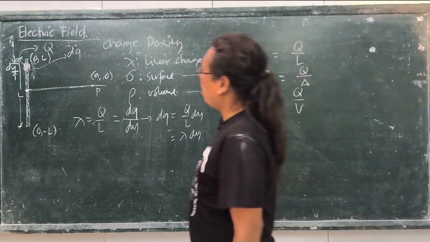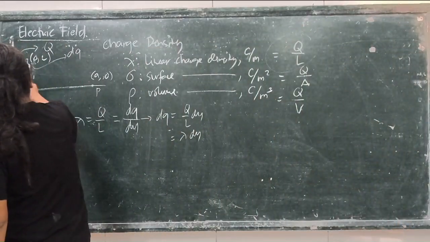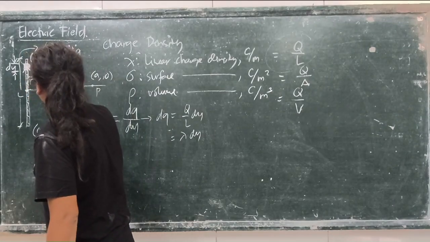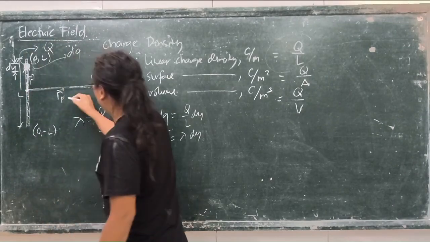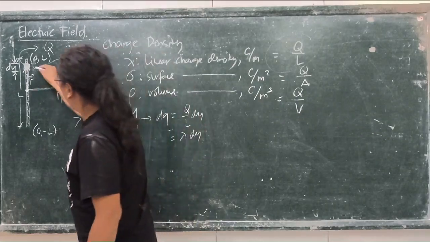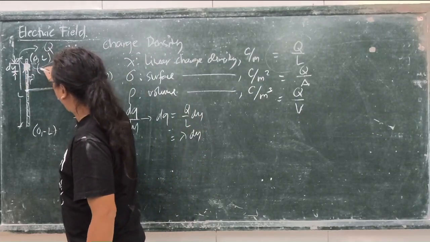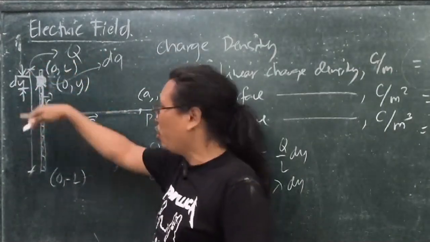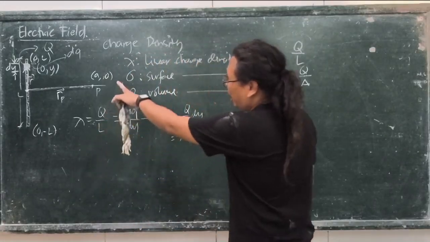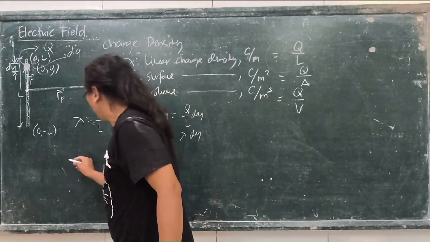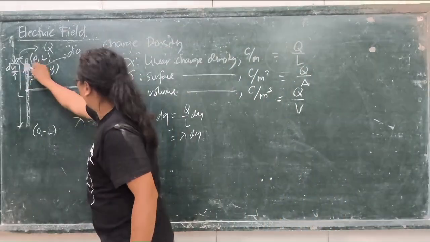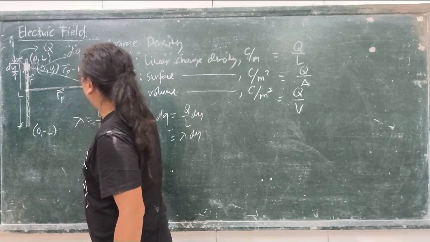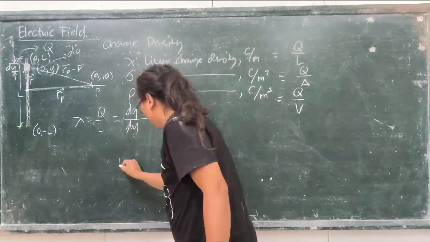Okay, so what is the location of this now? Well, the vector location of that, the vector R, and this is our Rp, which is given by A, 0. This vector R here is given by 0 and Y. Y is arbitrary, any point on that line. So what is now the electric field due to that? Well, we know that this is just Rp minus R. Let's calculate that.